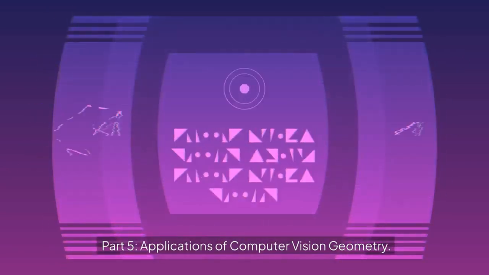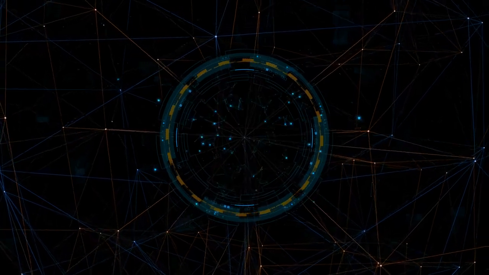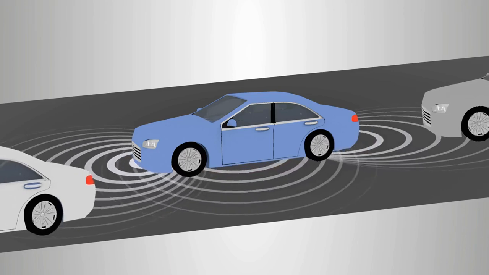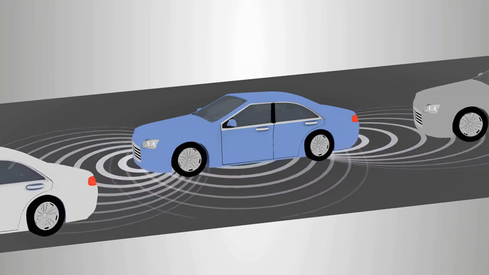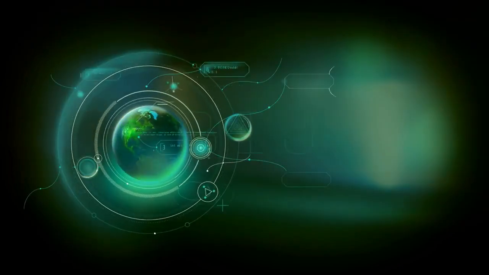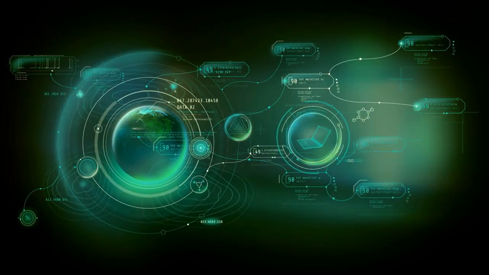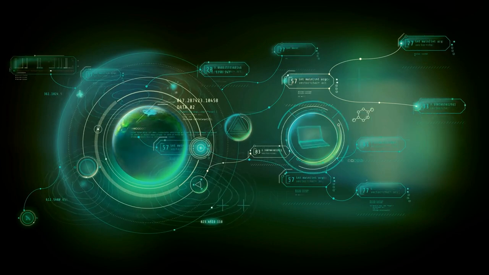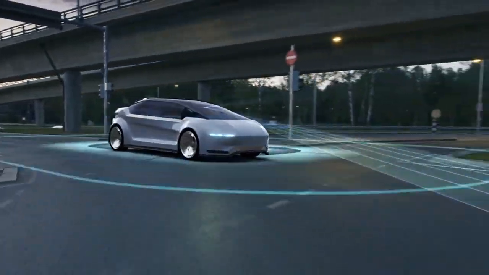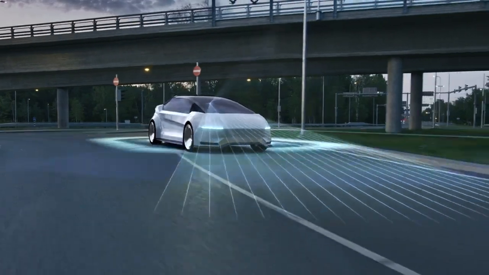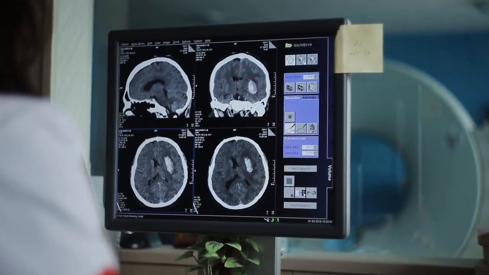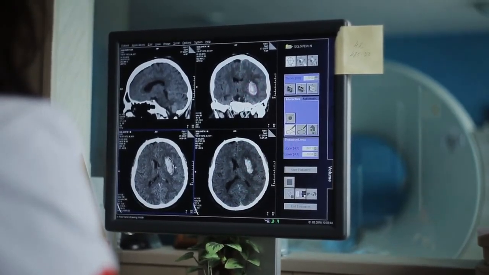Part 5. Applications of computer vision geometry. Computer vision geometry has numerous applications in various fields. 1. Robotics, enabling robots to navigate complex environments and interact with objects. 2. Augmented reality, creating immersive experiences by overlaying virtual objects onto the real world. 3. Self-driving cars, allowing vehicles to perceive their surroundings and make autonomous decisions. 4. Medical imaging, analyzing medical images for diagnosis and treatment planning.